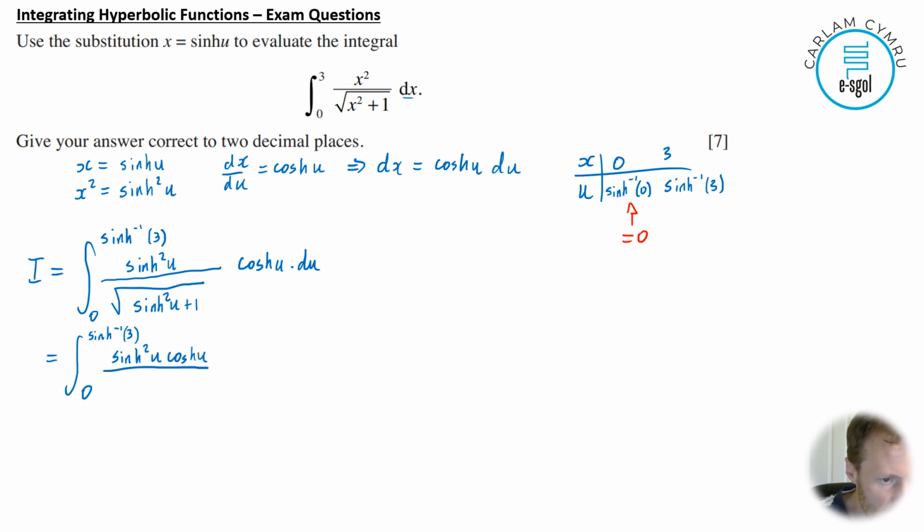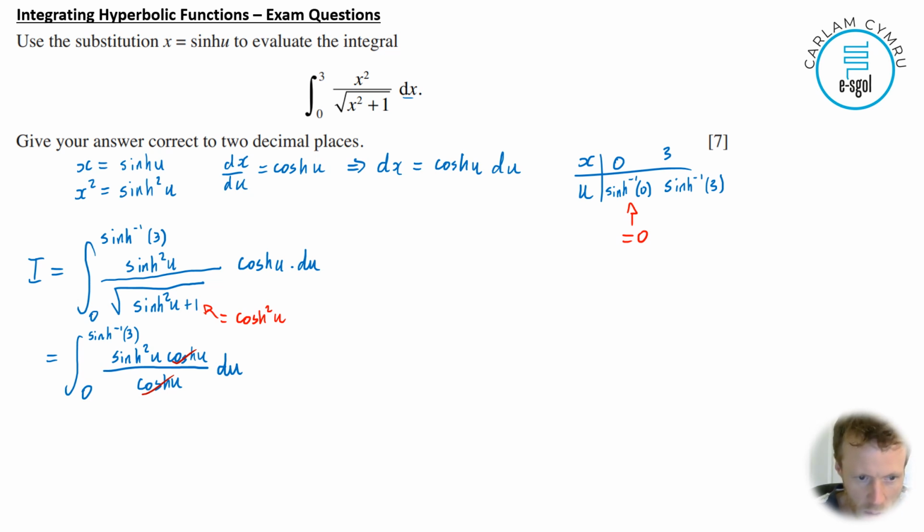On the bottom here, this bit here is the same as cos squared u, using one of my hyperbolic identities. So we're actually doing the square root of cos squared u. That's just going to equal cos u du, and suddenly this is starting to look a little bit better. Those cos disappear. So we're just integrating sinh squared. We can't integrate something squared like this, so we need to use an identity.